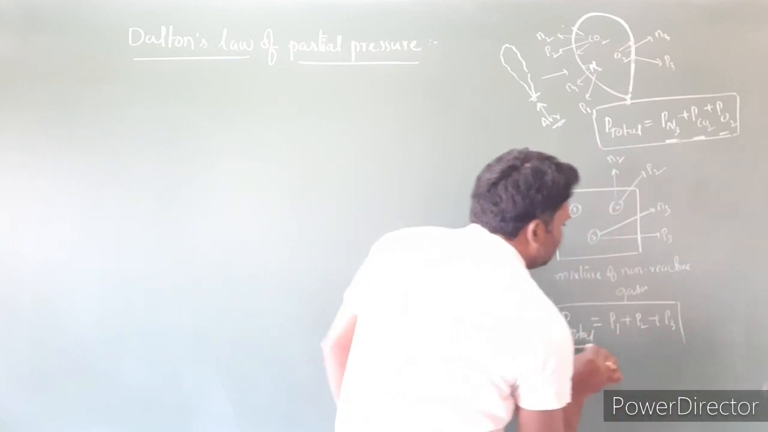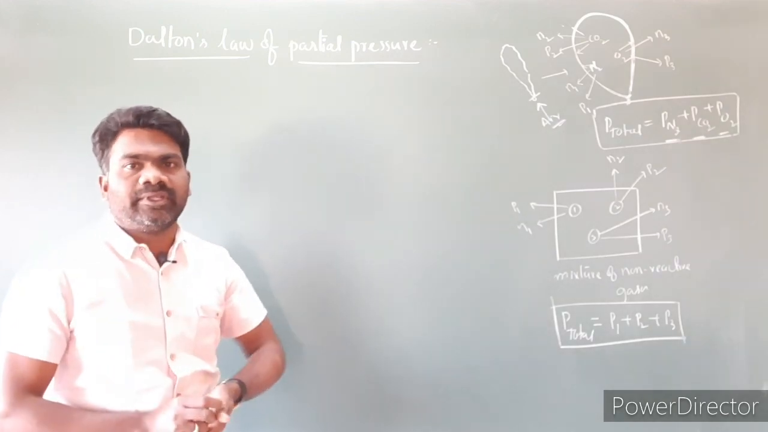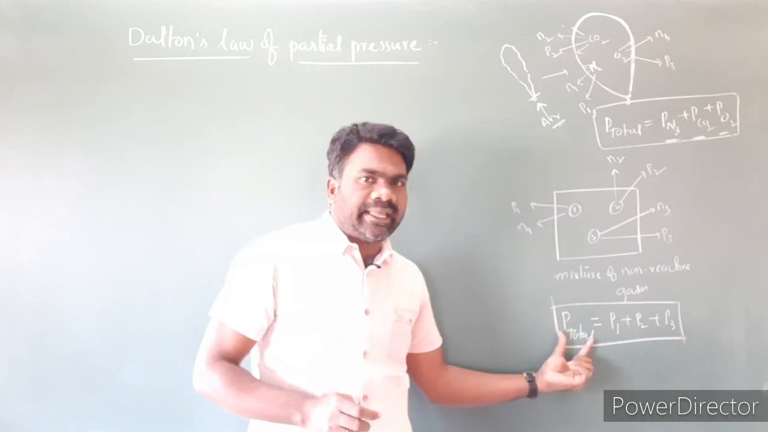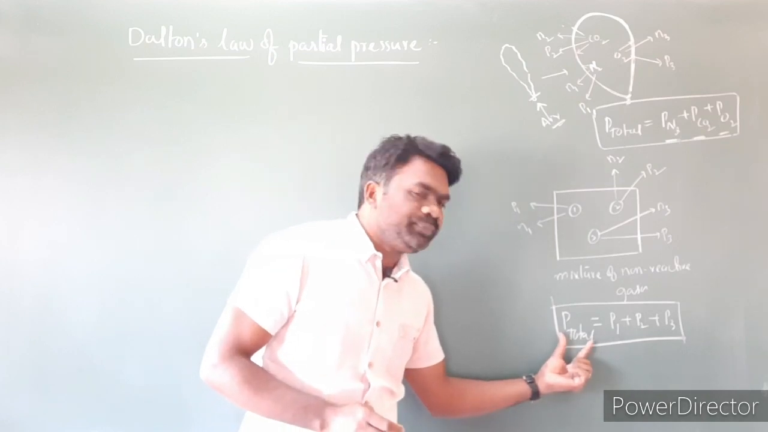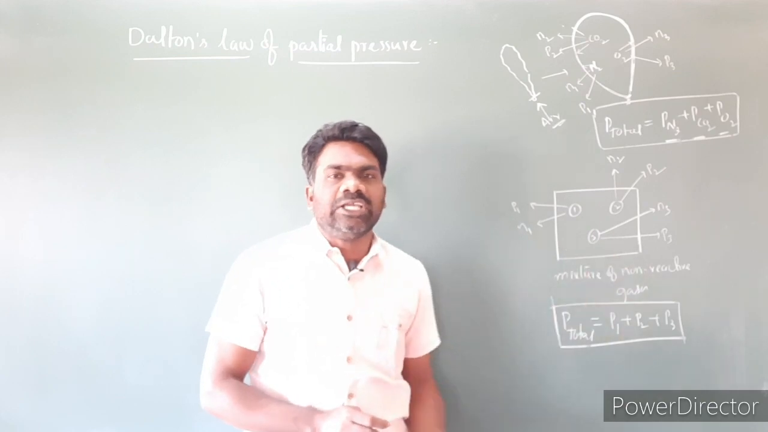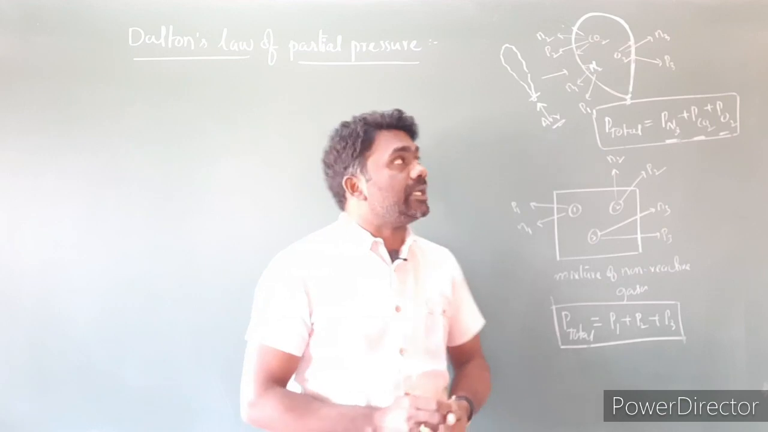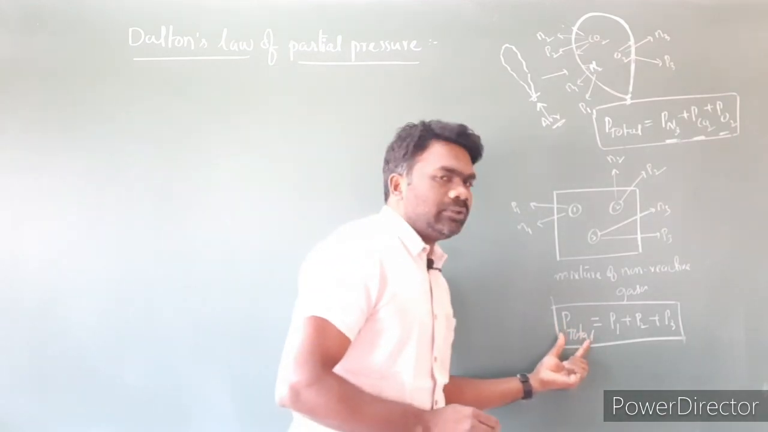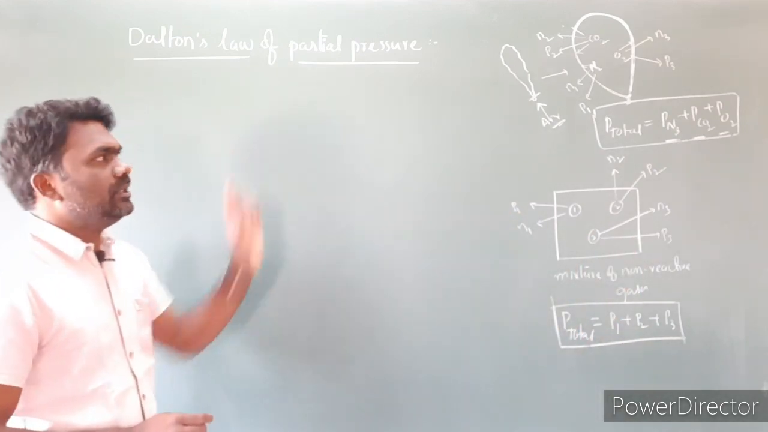So by taking this, we can define Dalton's law of partial pressure. The total pressure exerted by a mixture of non-reactive gases is equal to the sum of the partial pressures of individual gases. It is known as Dalton's law of partial pressure. In simple words, total pressure is equal to the sum of the partial pressures of individual gases. This is nothing but Dalton's law of partial pressure.